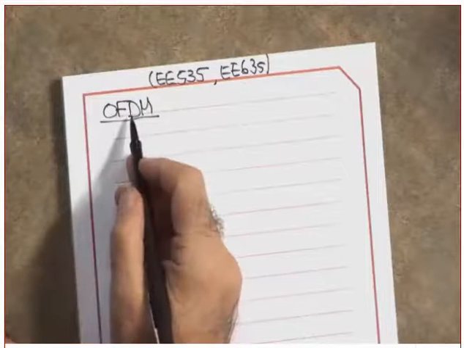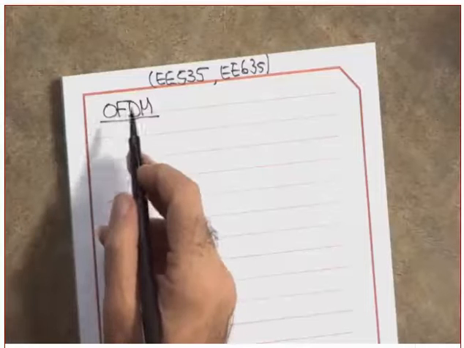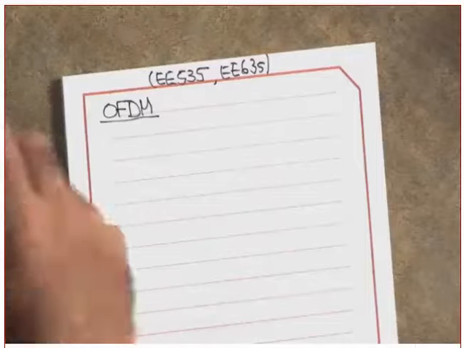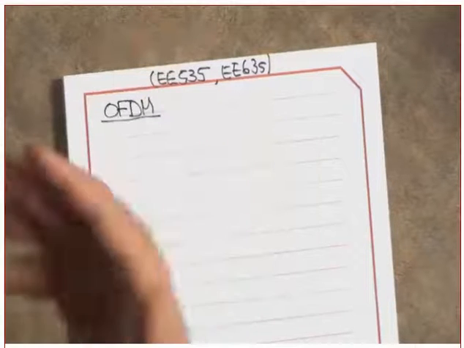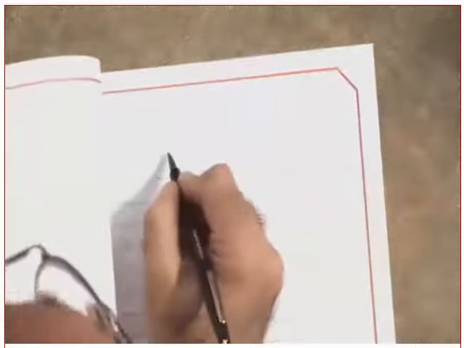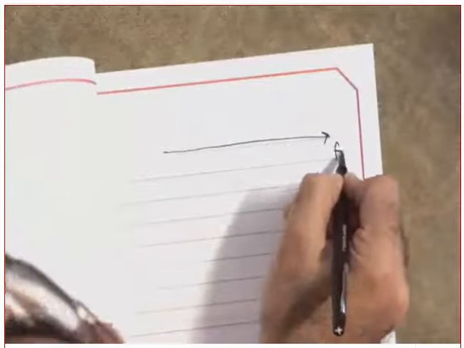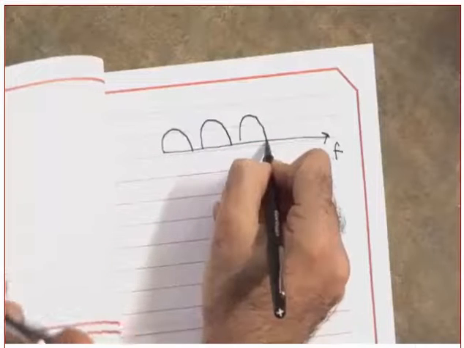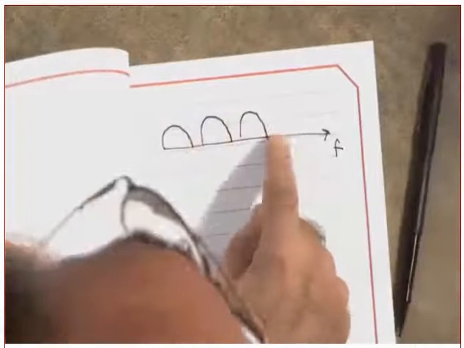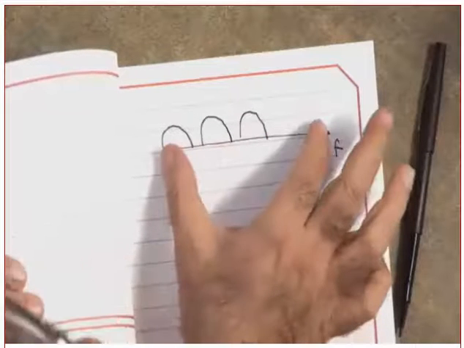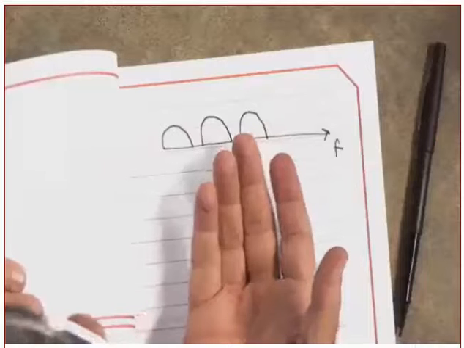I want you to understand, first of all, the difference between this orthogonal FDM and FDM. FDM stands for frequency division multiplexing, which was used in the analog telephony. For example, FDMA, frequency division multiple access. In frequency division multiplexing, they take the band, this is F, and they divide it into non-overlapping frequency bands separated by guard bands. Are you following me so far? This technique requires wider bandwidth.